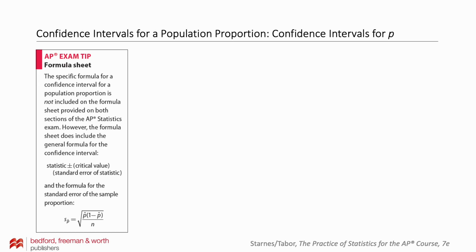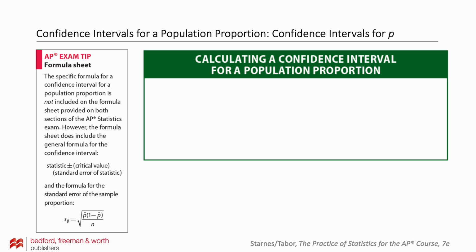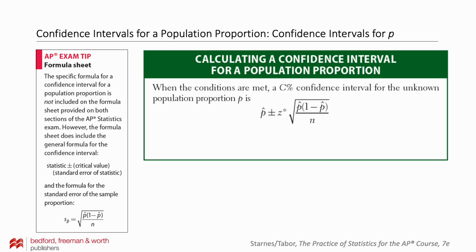Now, to calculate a confidence interval for a population proportion, we use the following formula when the three conditions have been met. Using this formula, which is right here, z star is the critical value for the standard normal curve with area C between negative z star and positive z star.